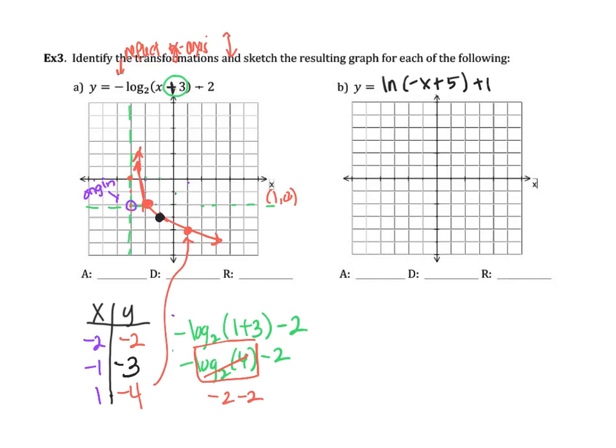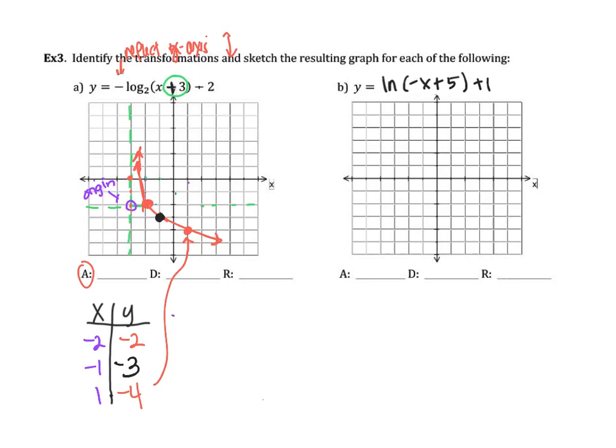All right, so we're applying the rules we've already learned in other transformations, other graphs, and just applying them here. So where is my asymptote? Remember, this A stands for asymptote. That's at x equals -3. What is my domain? My domain is now x is greater than -3, and this time my range is all real numbers. Okay, so if you think you have it, go ahead and pause and try letter B on your own.